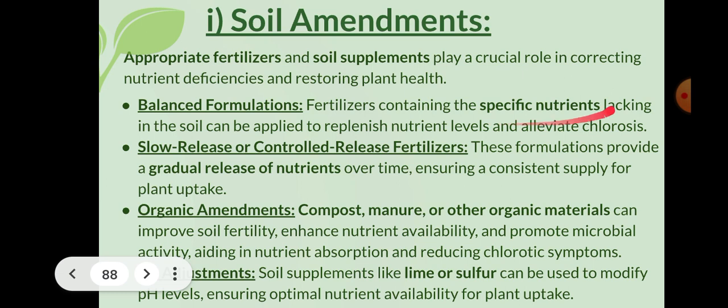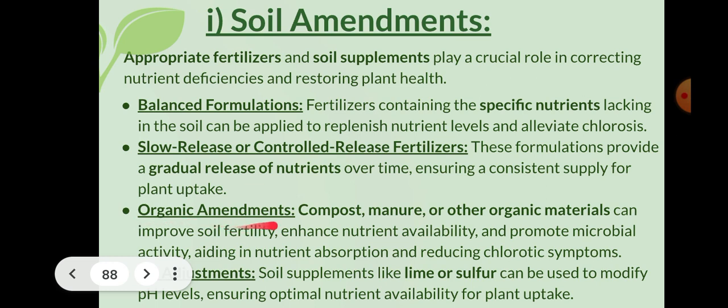Fertilizers that contain specific nutrients which are lacking in the soil can be applied to increase the levels of specific nutrients in the plant and therefore get rid of chlorosis. The next one is slow release and controlled release fertilizers. These formulations provide a slow release of nutrients over time and ensure a consistent supply for plant uptake.